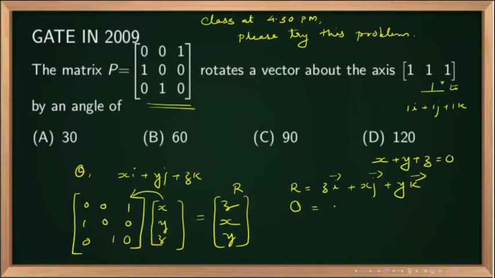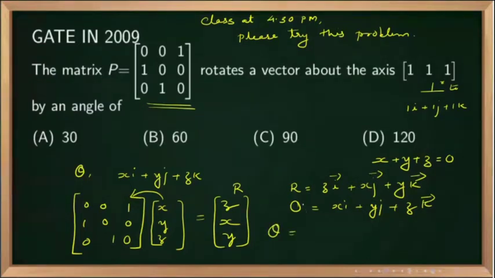I'm making it as O, xi plus yj plus zk. Now I have operated this vector with this matrix and I got the resultant vector, this one. What is going to be the angle theta between these two vectors?